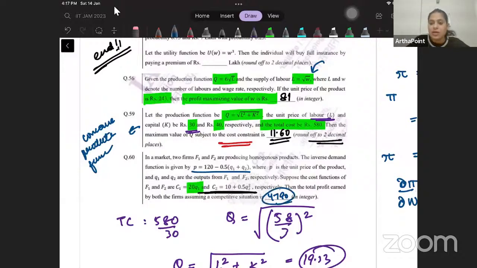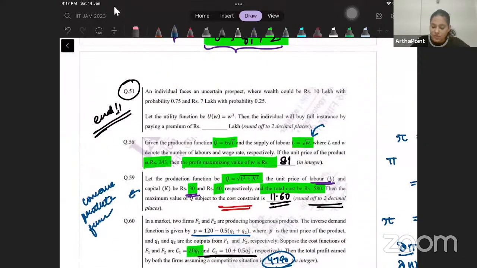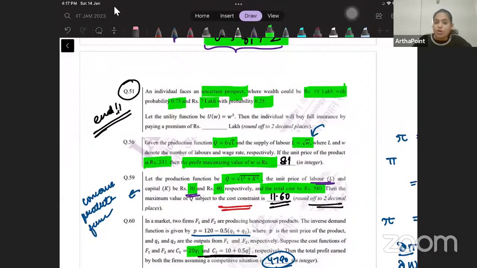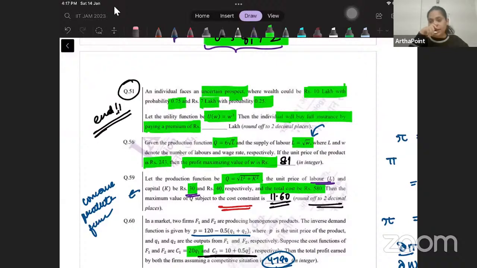Right? Now, let's just go back to this question. An individual faces an uncertain prospect. Wealth could be 10 lakh with probability 0.75 and 7 with 0.25. You're given the utility function as W cube. It says when will the individual buy full insurance?